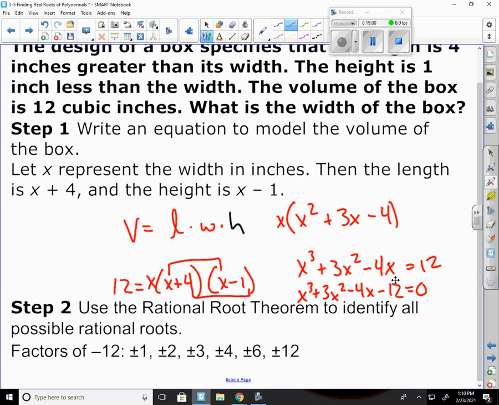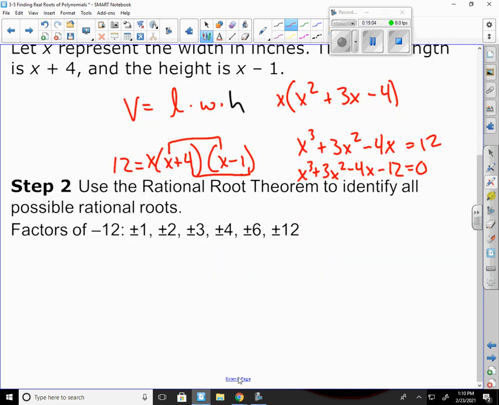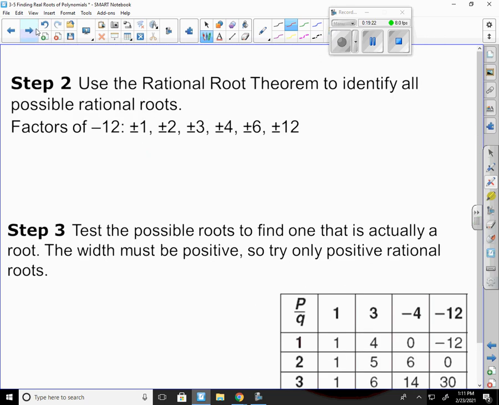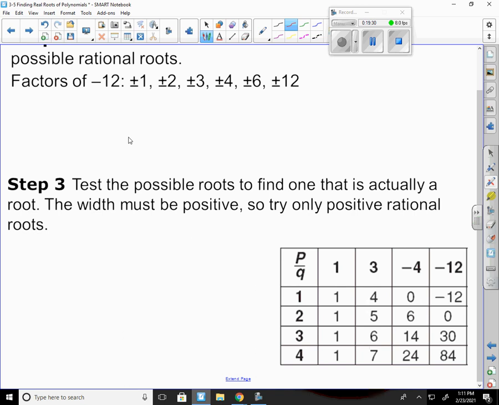Now I use my rational root theorem to identify all the possible rational roots. So I'm going to find my factors of 12, or negative 12, plus or minus 1, 2, 3, 4, 6, and 12. And then I have to find my q, which is just 1, so that's plus or minus 1. Makes this problem easier. Now we use our rational root theorem to identify all, that's what we just did. Step 3, we start testing the possible roots to find one that is actually a root. The width must be positive, so try only the positive rational roots. In other words, since I know it's going to be a positive, I can't have a negative width. So all I really need to be trying is 1, 2, 3, and 4, then 6 and 12. So forget this table for a second. I'll show you what that means here shortly.